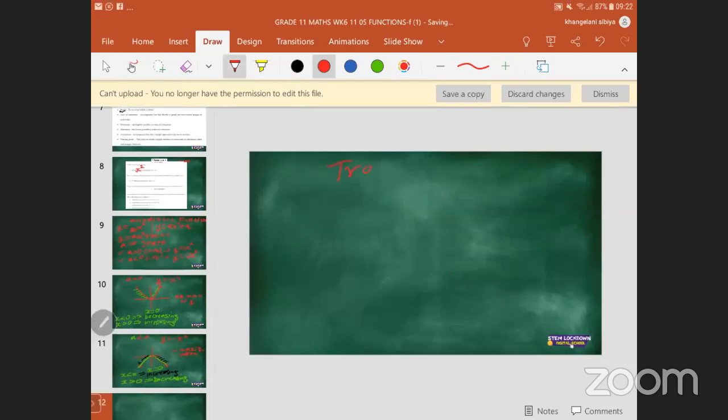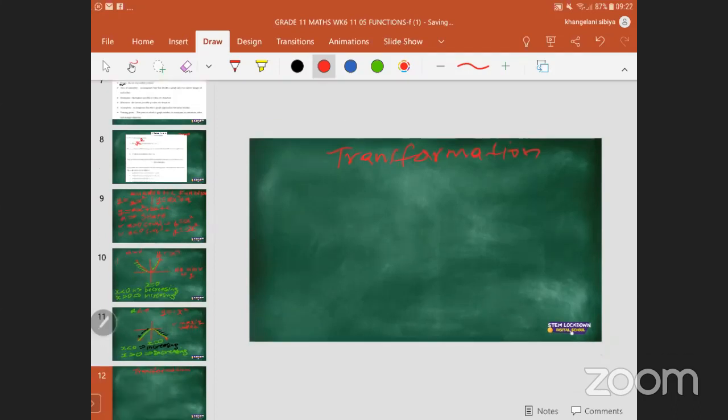Transformation. Now we are transforming the graph. You can transform your graph up or down. If we talk about an upward transformation, this is where you have something like f of x plus q. So if you want to transform f up by some units, that is where your q will be greater than 0.